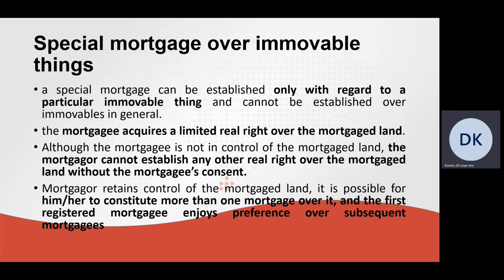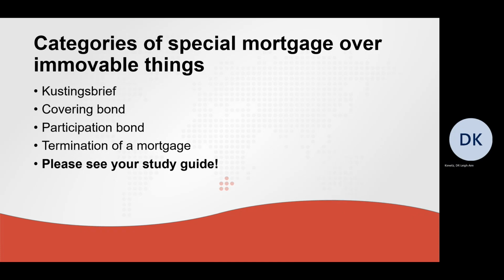The mortgager retains control of the mortgaged land. It is possible for him or her to constitute more than one mortgage over it, and the first registered mortgagee enjoys preference over subsequent mortgagees. For the categories of special mortgages over immovable things, please see your study guide.